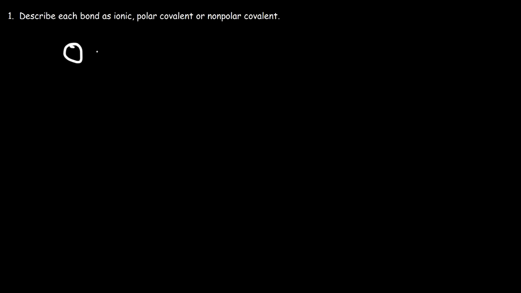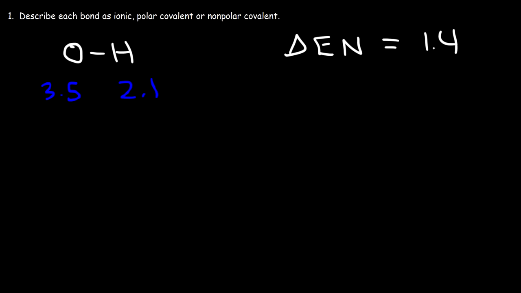Now what about the OH bond? What can we say about it? Is it an ionic bond, a polar covalent bond, or a nonpolar covalent bond? Well, let's start with the electronegativity values. Oxygen has an electronegativity of 3.5, and for hydrogen, it's 2.1. So the electronegativity difference is 1.4. So this bond is highly polar.